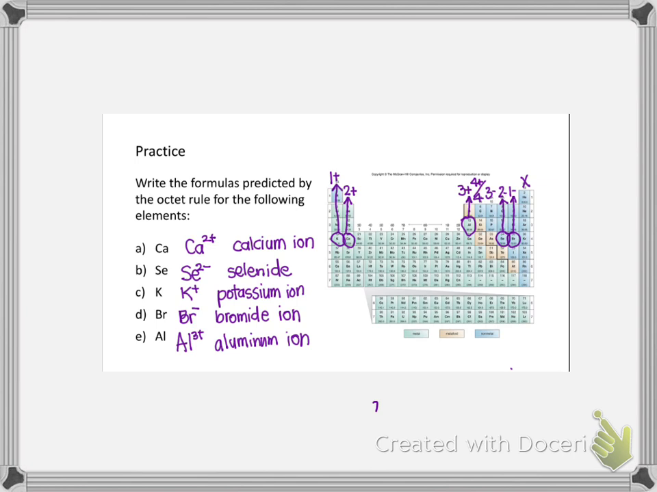All right, so our next thing is going to be putting ions together to write the formulas for compounds. So you're going to need to be able to do what we just did on this page. So I would recommend before you watch the video on ionic compounds that you have a periodic table that's labeled with the charges so that you can follow along as we work on that next thing.